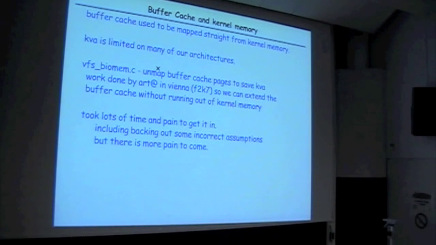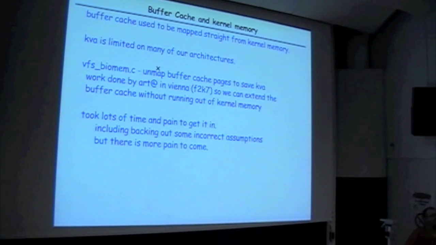This was the VFS biomem.c stuff, and it was done by Art Grabowski in Vienna, with a few of us helping him and torturing him and being tortured by ourselves. We worked on this largely at Vienna F2K7 and shortly afterwards, so that we could extend the buffer cache without running out of kernel memory. It took lots of time and pain to get it in, including some reworking of the buffer cache, and including backing out some incorrect assumptions.